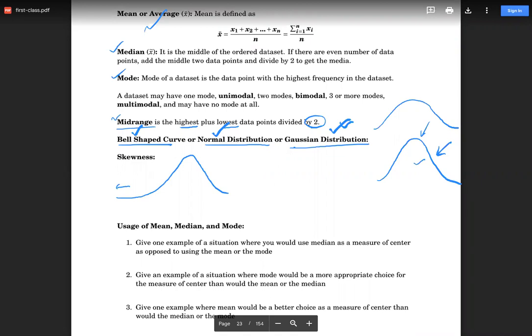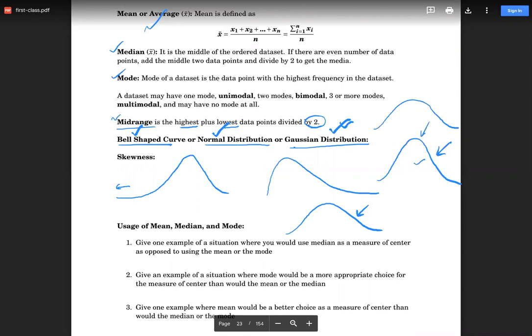Sometimes you have data shaped like this. It is skewed to the right. Skewed to the left, skewed to the right. And then sometimes you have data that does not have a skew like this. It is not skewed either to the right or to the left. Okay, so skewness is very important.